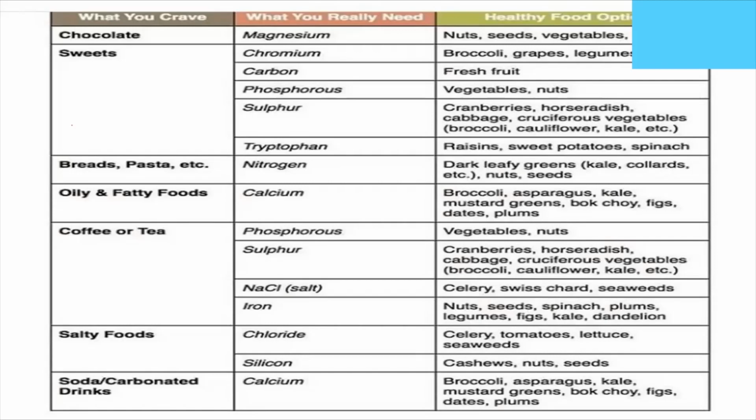And if they crave sweets more, then they might be deficient in chromium, carbon, phosphorus, sulfur, tryptophan, etc. And they should be supplemented with the corresponding vegetables. In case of calcium, they crave oily and fatty foods, which are supplemented with broccoli, asparagus, mustard greens, plums, dates. And if they crave soda and carbonated drinks, then also we can think of calcium deficiency, which can be supplemented with broccoli, mustard greens, dates and plums likewise.